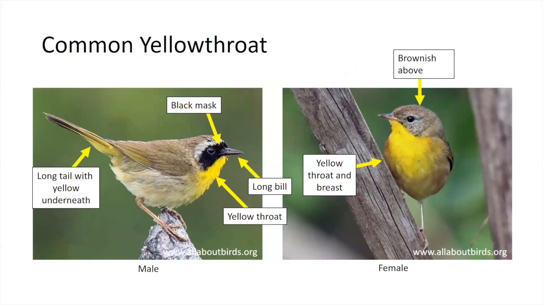The male is distinguished by his yellow throat, as the name implies, and he has a black mask. And common yellowthroats are highly insectivorous. They also eat a lot of caterpillars, so they have a pretty long beak that they can grab insects with. And the yellowthroat has a pretty long tail. The female lacks the black mask. She's just kind of brownish above, and her yellow extends down past her throat onto the breast.